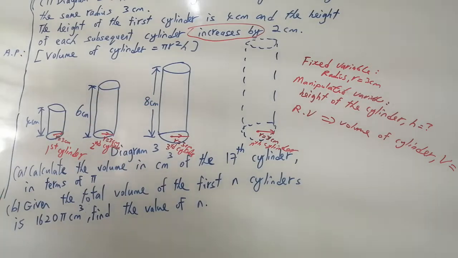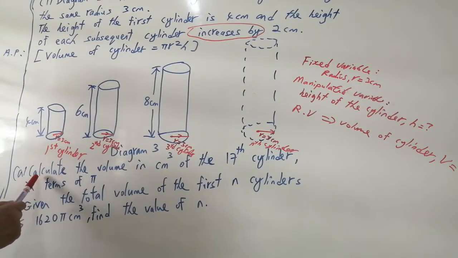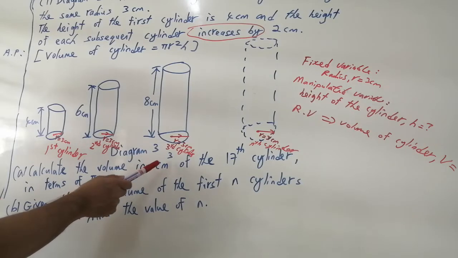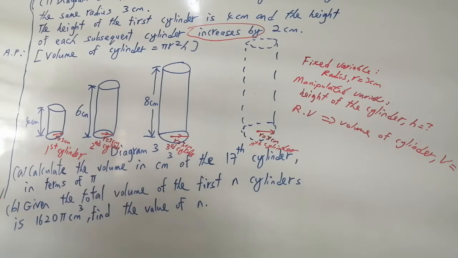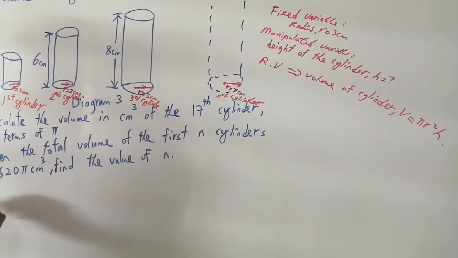So volume of cylinder equal to pi r square h. So diagram 3. Calculate the volume in centimeter cube of the 17th cylinder in terms of pi, they ask you. So how to solve it? First I need to determine whether this one is AP or GP. Solution.